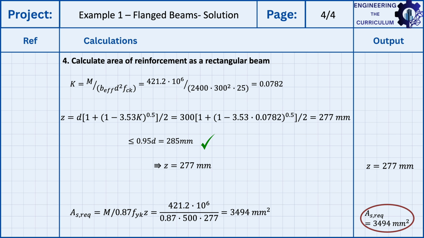What we can do now is find out how many bars of 25 millimeters get into that area, but the main thing is we have found how much reinforcement is required for this flanged beam where the stress block does not extend into the web. And that is how we solve a flanged beam when all the compression stress is in the flange.